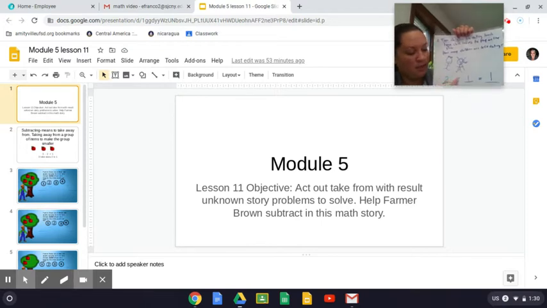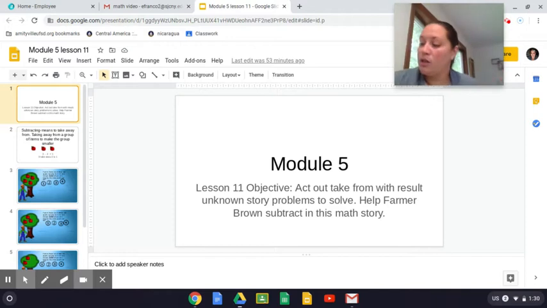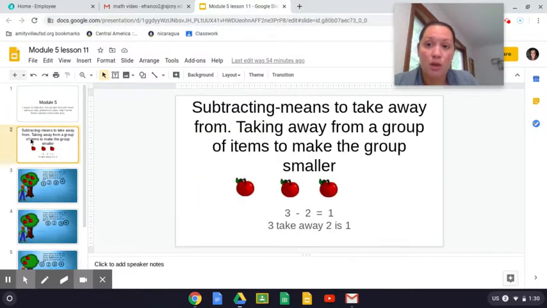2 take away 1 is or equals 1. Okay, so if I have 2, I take 1 away, I have 1 left. Super job. So I'm going to continue to show you how to use math stories or math songs in the same way. So let's go through these slides, and I'm going to go through them in practice with you.